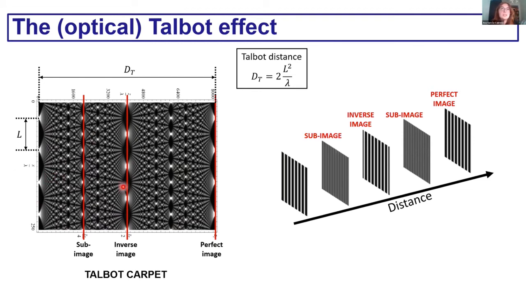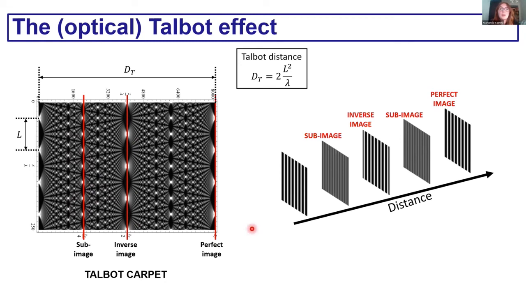As we can see, there is a series of planes that are particularly interesting. At a certain distance, we find a perfect image where we recover the field distribution in the mask. We call this distance the Talbot distance. In the middle, we have an inverse image. Here, the maxima and minima are shifted with respect to the initial distribution. There are also sub-image planes which have higher periodicities, higher frequencies.